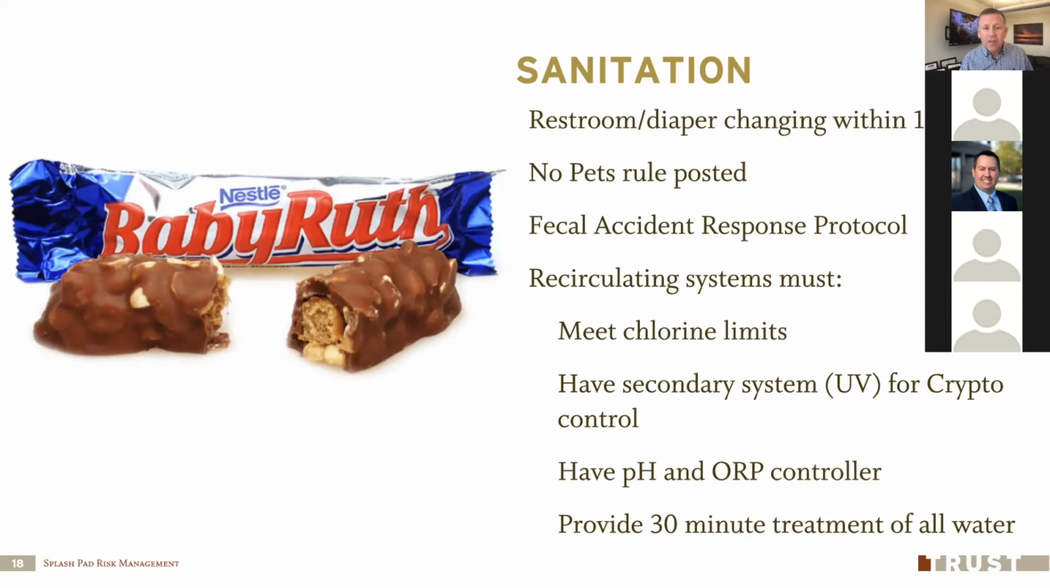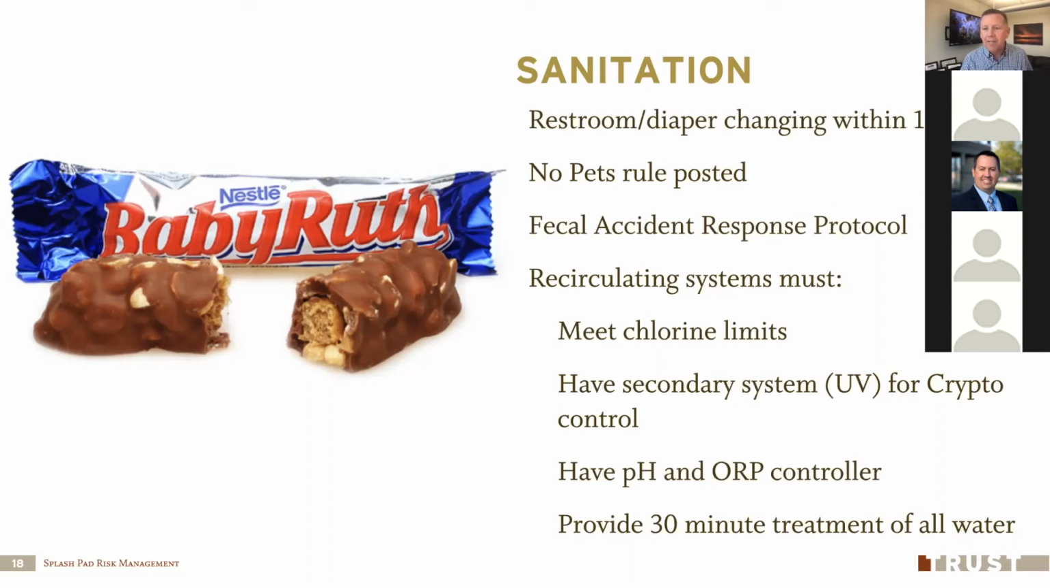In recirculating systems, you need to meet the chlorine limits. We talked about that. It's the specialty pool limits. They need to have not only just the chlorine system, but they also need to have a secondary ultraviolet sanitization system in there for cryptosporidium control. And so, this is not going to be a simple system. It's going to have two main means of sanitization, and those have to be maintained.